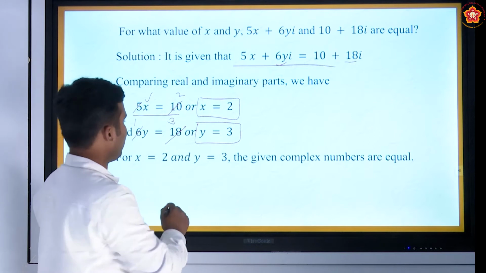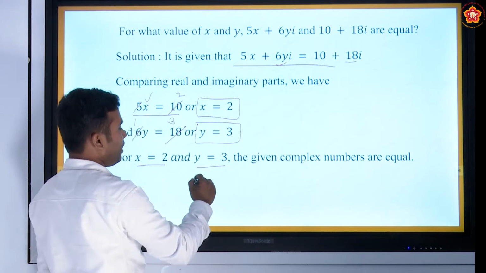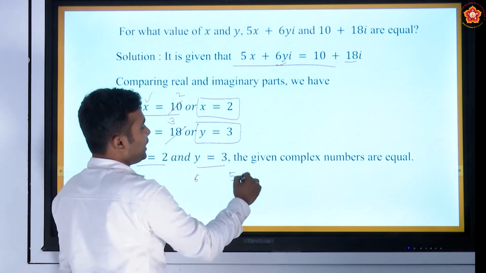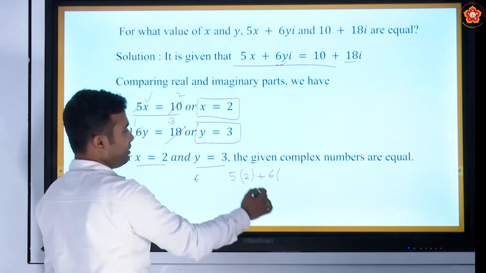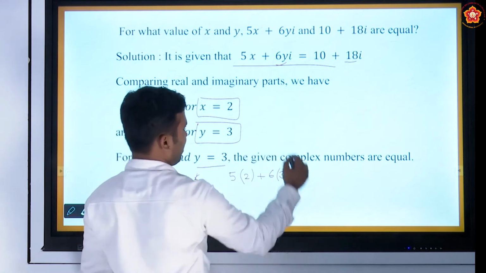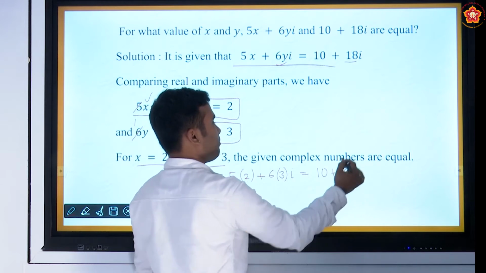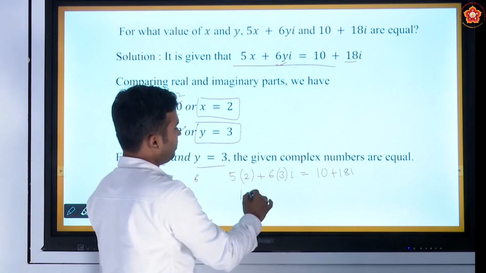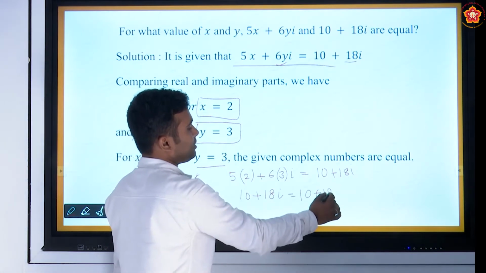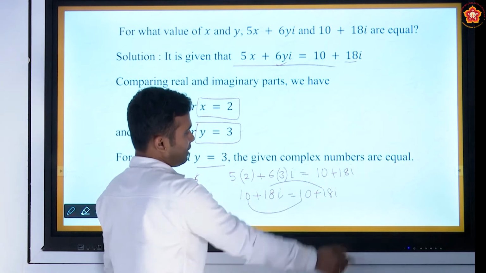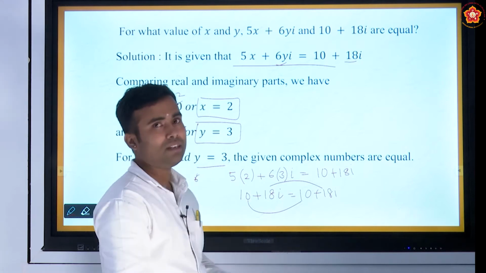Now, if we substitute the values of x and y in the above equation, we see that the numbers are equal. We found x equal to 2 as well as y equal to 3. Substituting, 5 into 2 plus 6 into 3, with i there, is equal to 10 plus 18i. See, 5 twos are 10 plus 6 threes are 18i, which is 10 plus 18i. The real parts are equal as well as the imaginary parts are equal. Hence we conclude that the two complex numbers are equal.